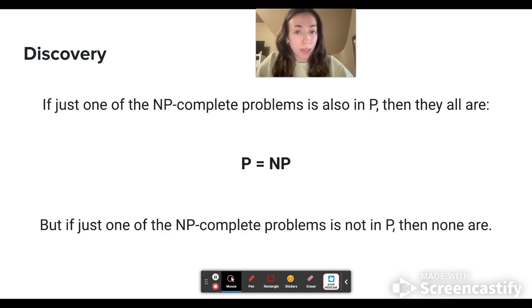But if just one of the NP-complete problems is not P, could not be solved in polynomial time, then none of them are. So he's saying that there's one key for all of the NP-complete problems, one key that fits into all of them. And if this one key can unlock one of the problems, it unlocks all of them. And if this one key can't unlock one of the NP-complete problems, none of them can be unlocked. And so currently they're still all locked, and we do not have a solution that would get us to P equals NP. And that's kind of the analogy that floats around the term.